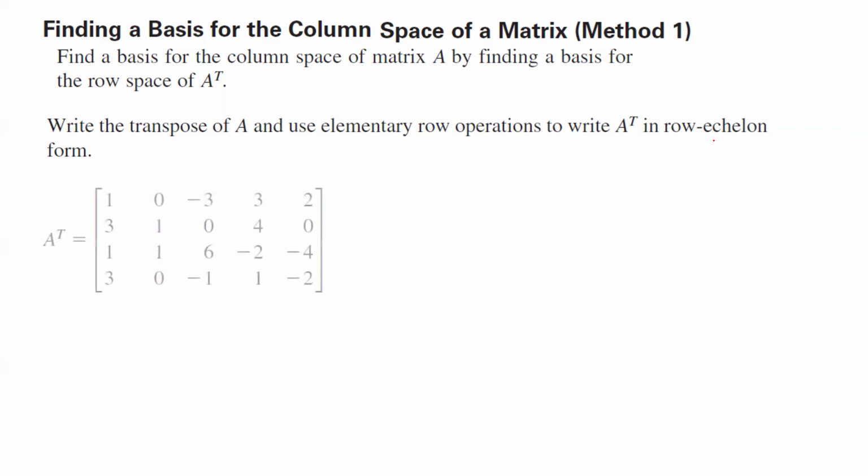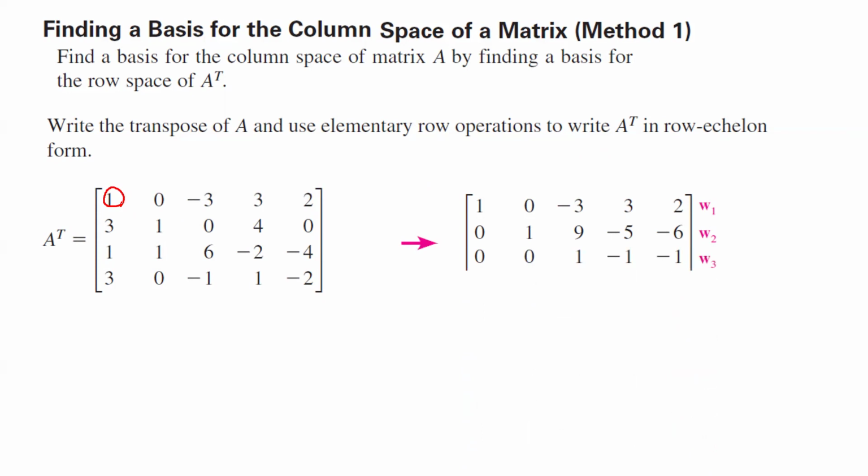Here we go. One example for you. The transpose of the previous matrix is written here. Now, if you apply elementary row operations, the very first row stays the same because the pivot is 1. Then you're going to apply elementary row operations. The second row becomes 0, 1, 9, negative 5, negative 6. The third row is now 0, 0, 1, negative 1, negative 1, and the final row becomes a 0 row. We are not interested in the 0 row.